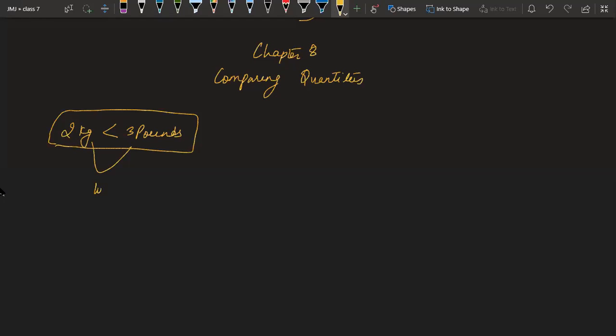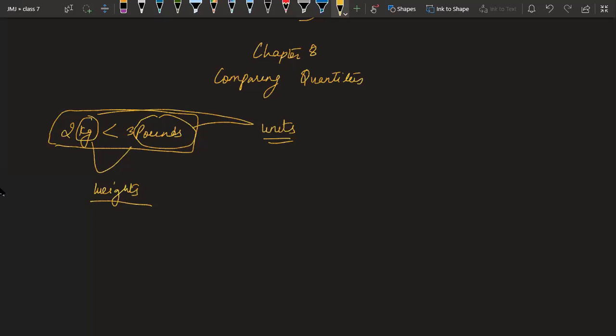They both are weights, class. They both are weights only. 2 kg is the weight of something, and 3 pounds is also the weight of something. But we cannot compare them like this. Why? Because the units are different. First, we need to make the unit same, then only we can compare.